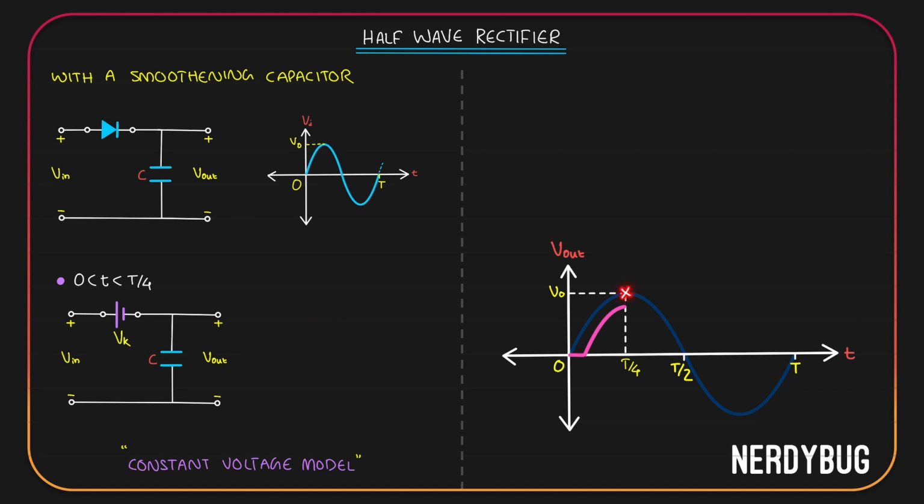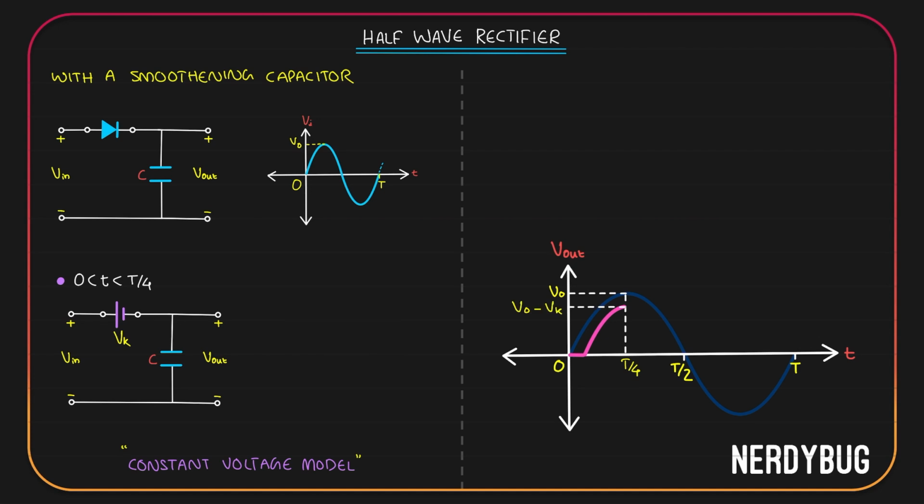When V in reaches its peak value, what will be the peak value of the output? We can find that using KVL. We are giving V in here, we have a Vk here, and whatever comes over here will be the output. So we can write V output is equal to V in minus Vk. When V in has reached its peak, V output will be V0 minus Vk.